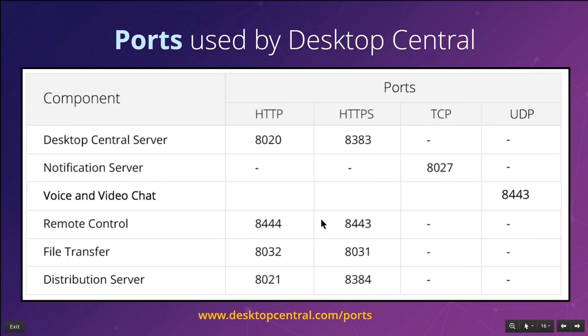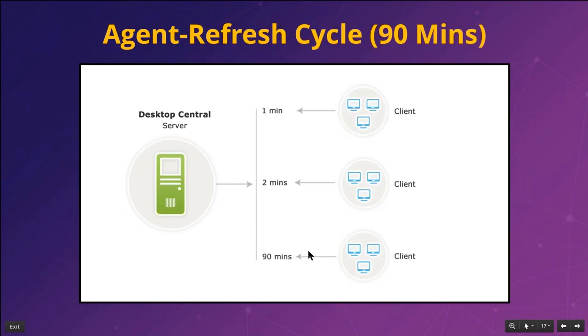Now, how does the agent talk to the server? We saw the architecture, we saw the ports that are required. How does the agent talk to the server? We have a standard agent refresh cycle, which is 90 minutes, meaning an agent talks to the server once in 90 minutes. For example, even if you have 90 machines or 900 or even 9,000 machines, each machine will be given a specific time to contact the server. This 90 minutes will be divided among them so that there will not be any issues related to bandwidth or network performance.